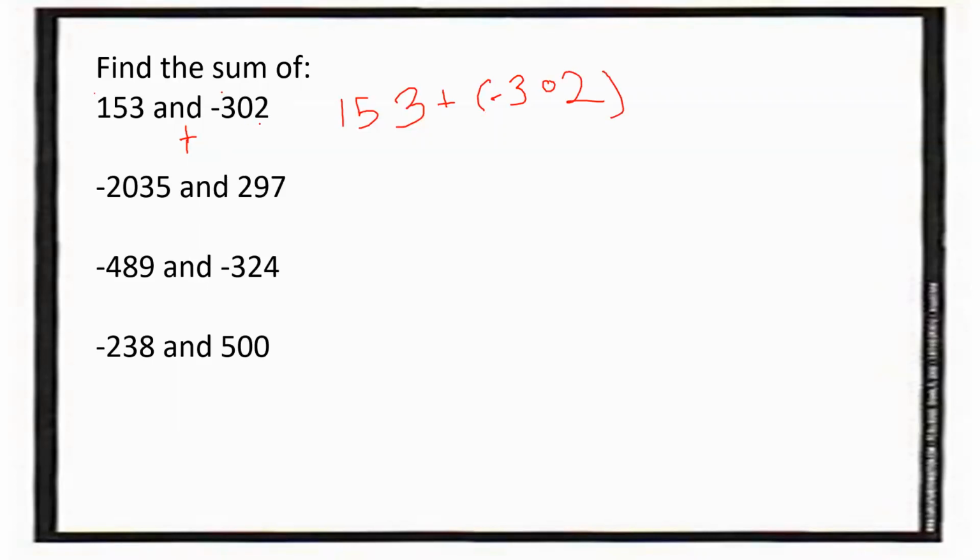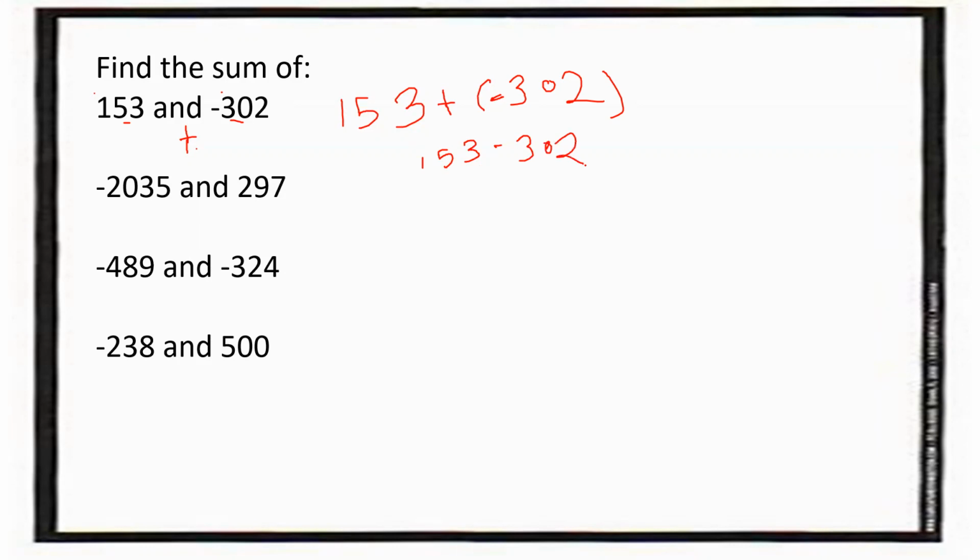What you have to do is simply copy this number as it is, and just put plus instead of the word 'and'. Nothing else you have to do. This is the first step: write it down as it is, and instead of 'and' just put plus. So we have done this. Now this is a simple subtraction question. We have plus minus here, so this will be 153 minus 302.